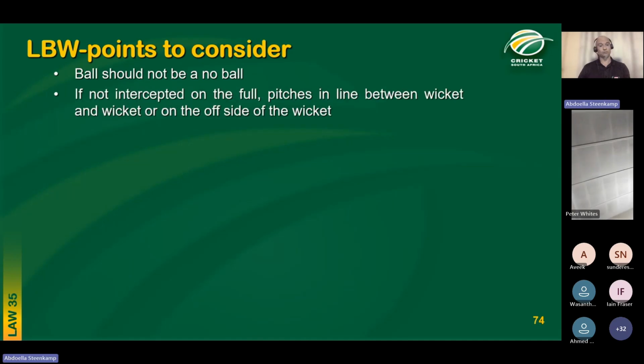Ball not to be a no ball. When it comes to pitching, the ball needs to pitch in line between wicket and wicket or on the offside of the wicket. And this is why we always hear pitching outside leg can never be out. This is the reason why. The ball needs to pitch in line or on the offside.